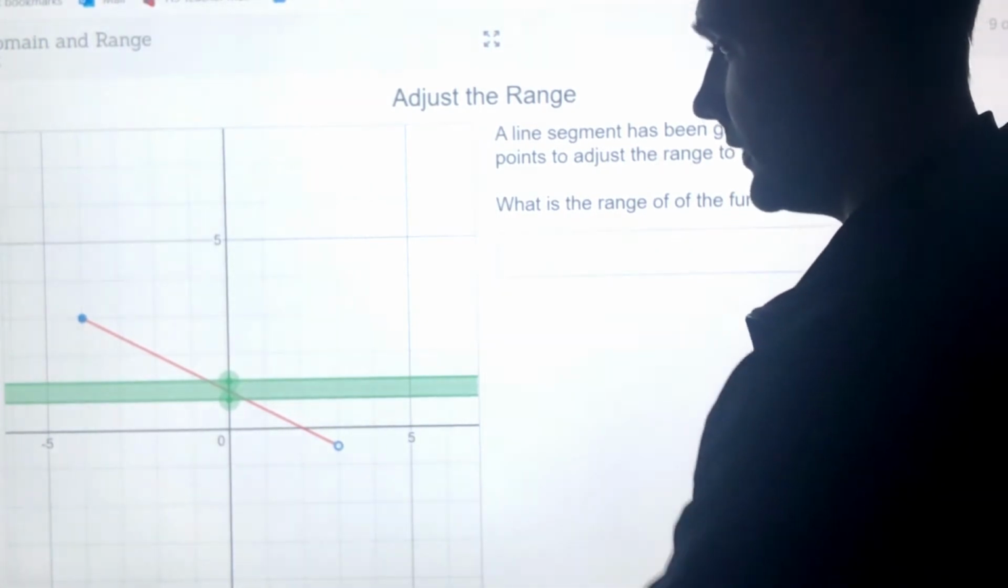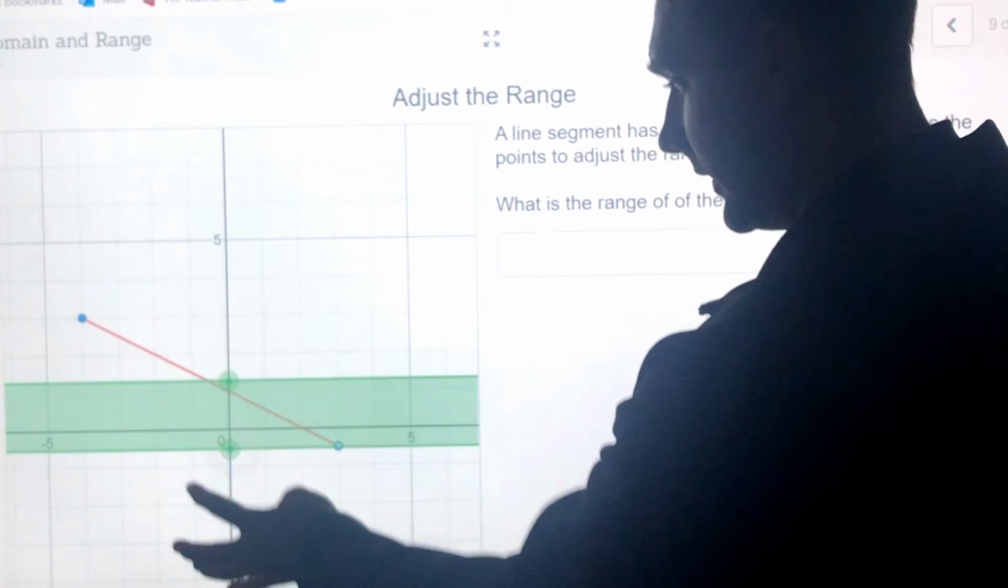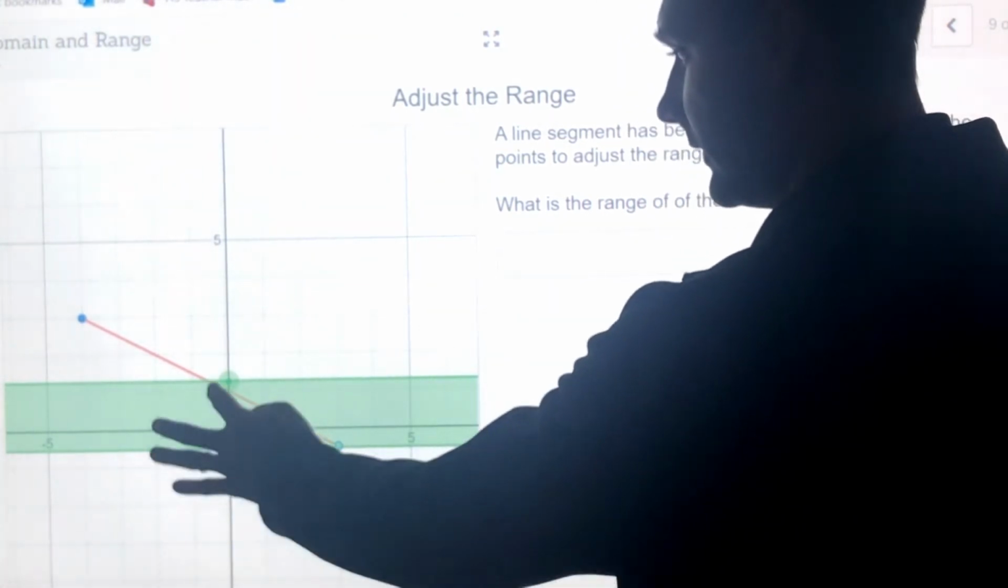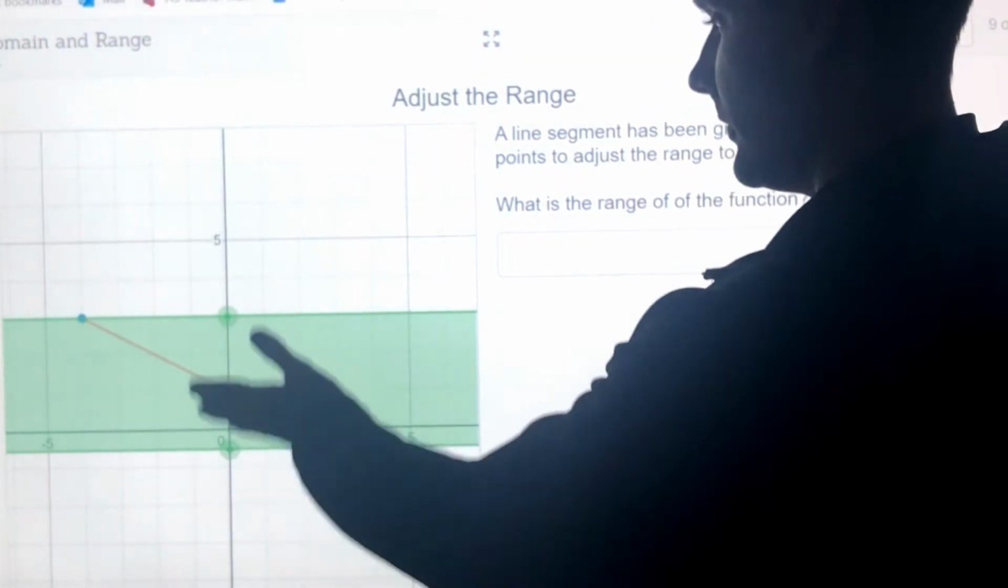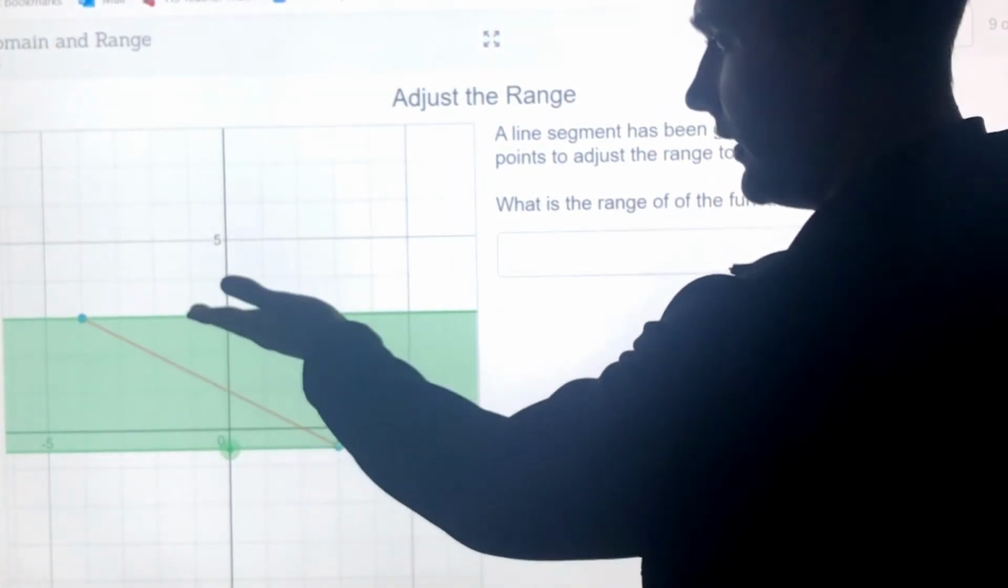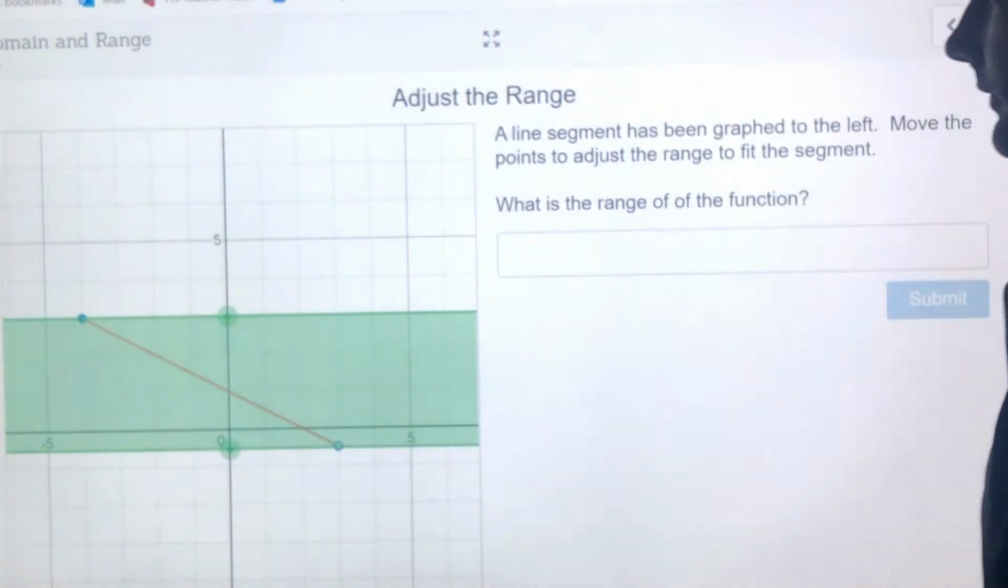So let me find the range here. First, I have to set my lowest value. Where does my graph start? Well, I guess we'll say 0.5. And where does it stop? What's my largest value? Right up here, we'll say 3. So my range, in interval notation, is going from 0.5 to 3. That is the range of my graph.